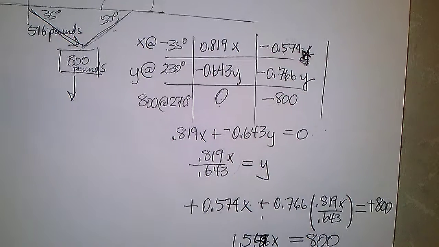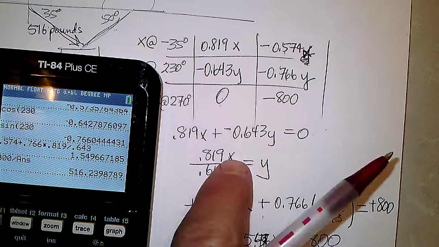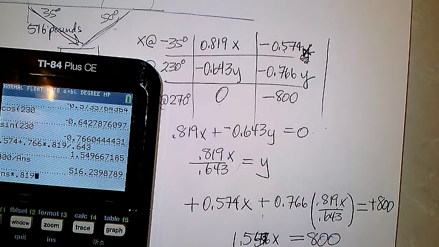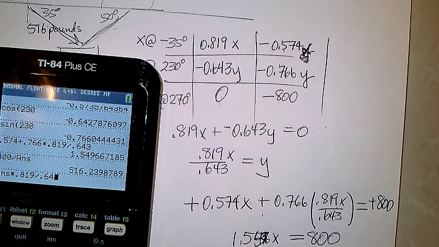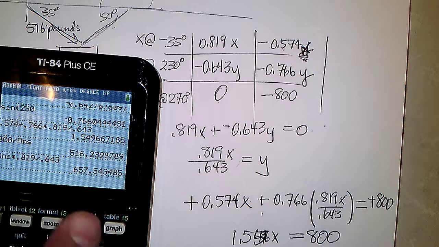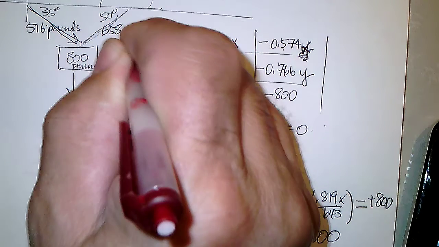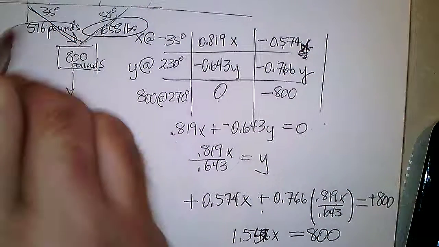Then I can find my y by just putting that in for x there. So I've got to take it times 0.819 divided by 0.643, and I get 658. That's how much in each of the ropes.